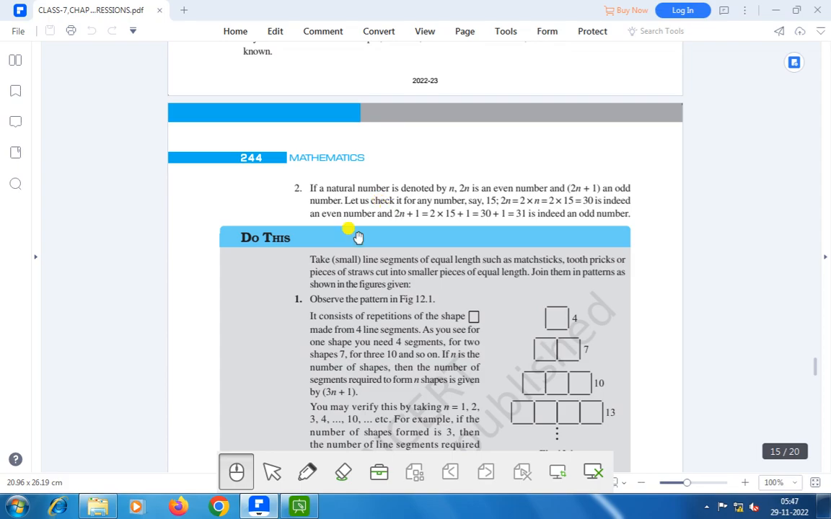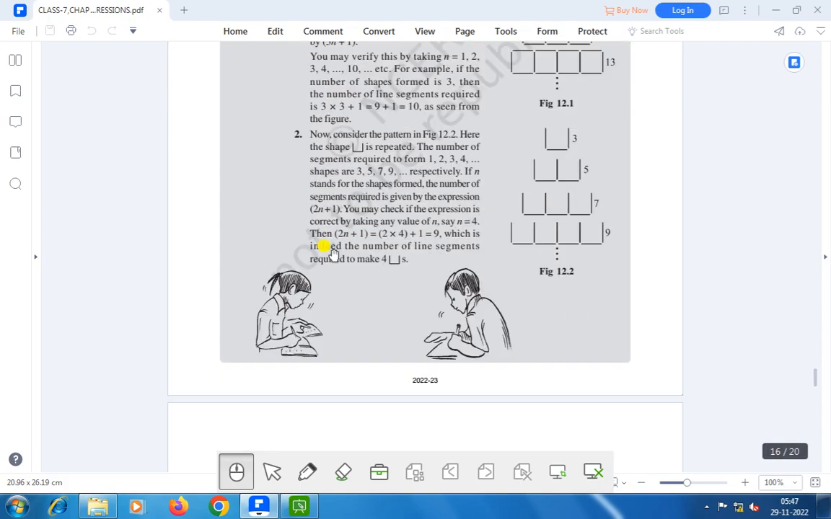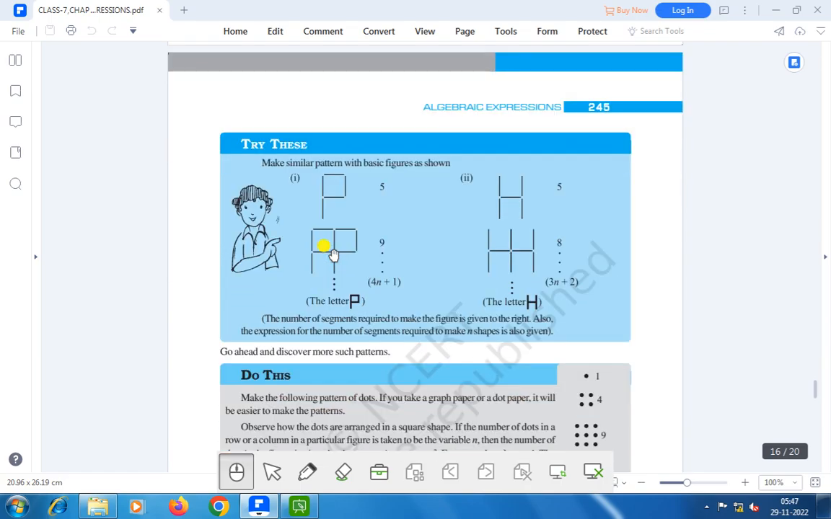If a natural number is denoted by n, 2n is an even number and 2n plus 1 is an odd number. Let us check it for any number, say 15. 2n is equal to 2 into 15 equal to 30, which is indeed an even number, and 2n plus 1, that is 2 into 15 plus 1, that is 31, is indeed an odd number. Let us try for different patterns.